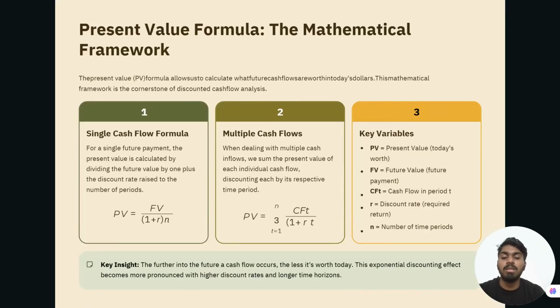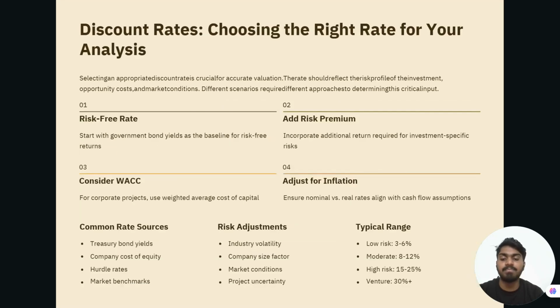Present value formula, the mathematical framework. To find the value of future cash flows today, we use the present value formula. Present value equals future value divided by 1 plus the discount rate raised to the number of time periods. For multiple cash inflows, we calculate the present value for each cash flow and then sum them up. This framework forms the base of discounted cash flow analysis, allowing us to measure what future money is worth today.